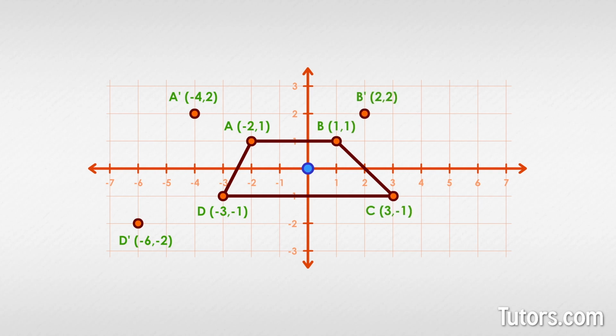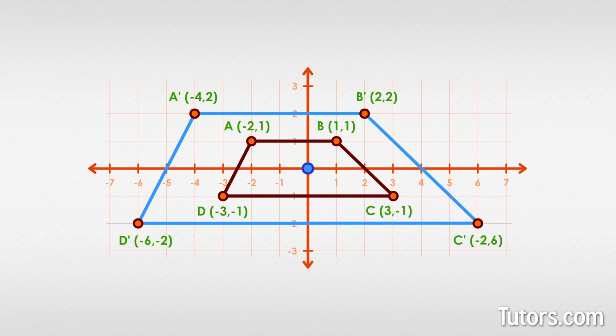Point B enlarges to our new point B at 2, 2. Point C enlarges to our new point C at 6, -2. The image has sides twice the length of the preimage trapezoid. Notice that the vertices of our image points share almost the same designation as the preimage vertices, but with the prime indicator. The trapezoid used our origin 0, 0 as the center of dilation.